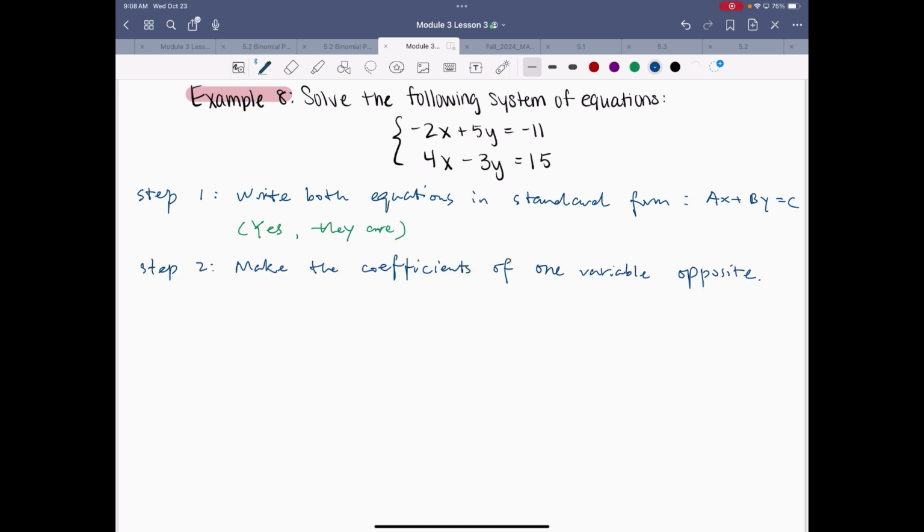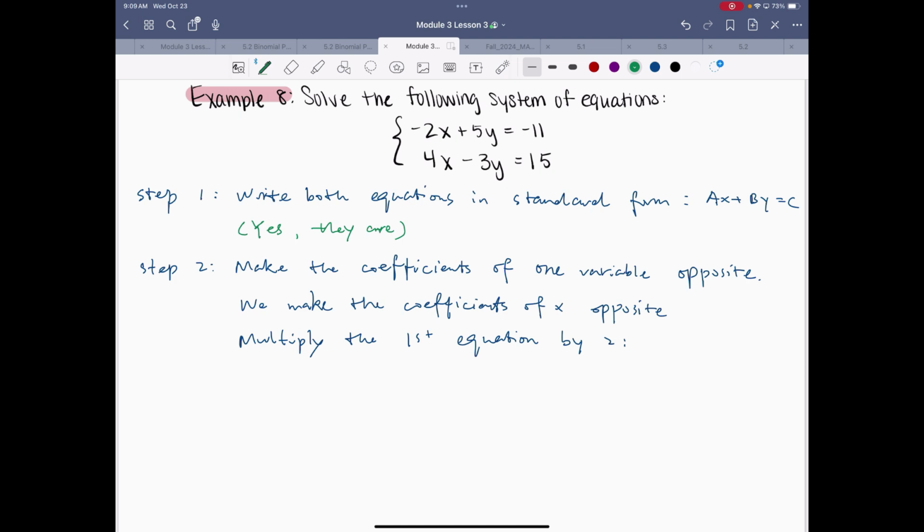Step 2. Now we need to make the coefficients of one variable opposite. Let's eliminate x by making the coefficients of x opposite. We have -2x in the first equation and 4x in the second equation. Since 4 is a multiple of 2, we can multiply the first equation by 2 to make the coefficient of x -4x. So, multiply the first equation by 2: -2x + 5y = -11 becomes -4x + 10y = -22.